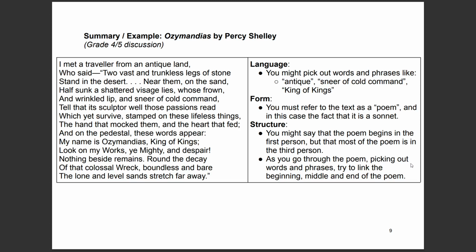And then as you go through the poem, picking out words and phrases, try to link the beginning, middle, and end of the poem. And actually, as you're going through the poem, picking out words and phrases for the language, you are automatically kind of covering structure as well. If you can go one step further and try to link them, then even better. So you can see you really don't need to do a lot to get a grade 4-5. All right.